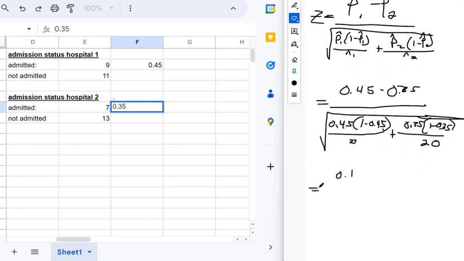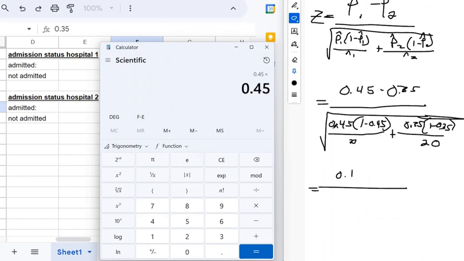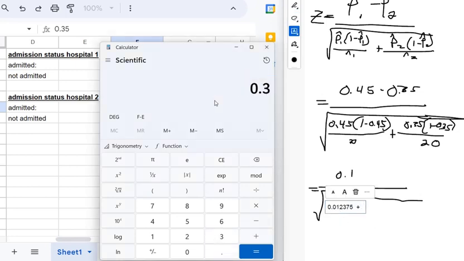And then down here, I'm going to do each fraction separately. First fraction's numerator is 0.45 times 0.55 divided by 20. So we have the square root. Take this and add it. 0.35 times 0.65 divided by 20.